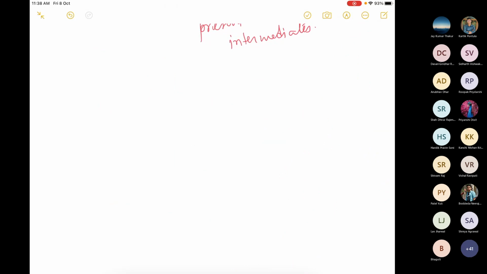So now with these two data structures, we will try to write the Dijkstra algorithm.